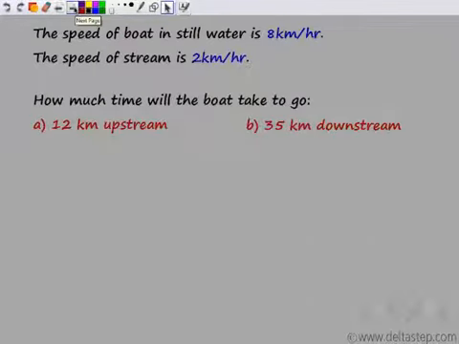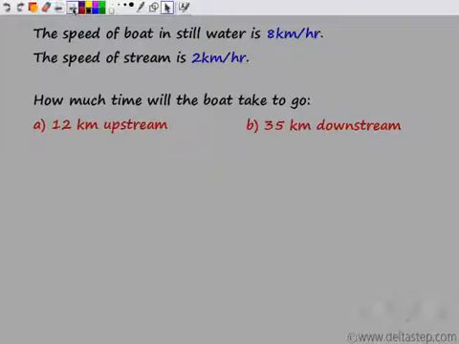Now let's look at this question. It says that the speed of the boat in still water is 8 kilometers per hour and the speed of the stream is 2 kilometers per hour. What I want to find is the time that the boat will take to go 12 kilometers upstream and 35 kilometers downstream. So the first thing is that we're given the speed in still water, we're given the speed of the stream also, so we can find the speed upstream and downstream.